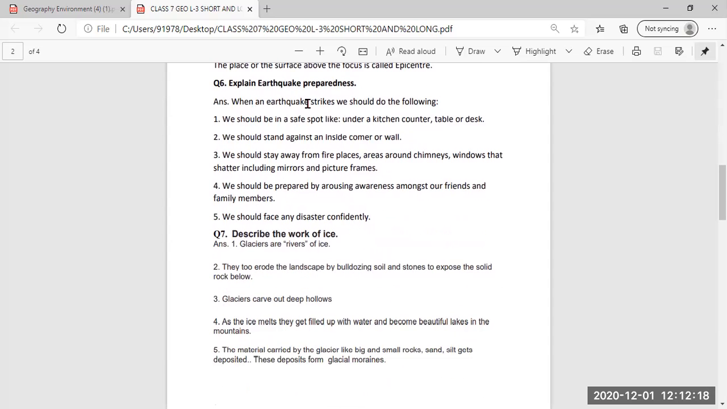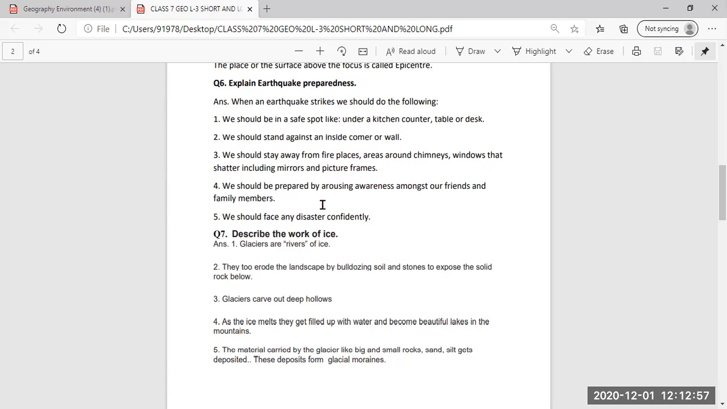Next, we have seen about earthquake preparedness. The next question is, explain earthquake preparedness. How should you get prepared? Be prepared if an earthquake occurs. When an earthquake strikes, we should do the following things. Number one, we should be in a safe spot like under a kitchen counter, table, or desk, and we should stand against an inside corner or wall. We should also stay away from fireplace areas, chimneys, and windows that shatter, including mirrors and picture frames. So we should stay away from all these places.